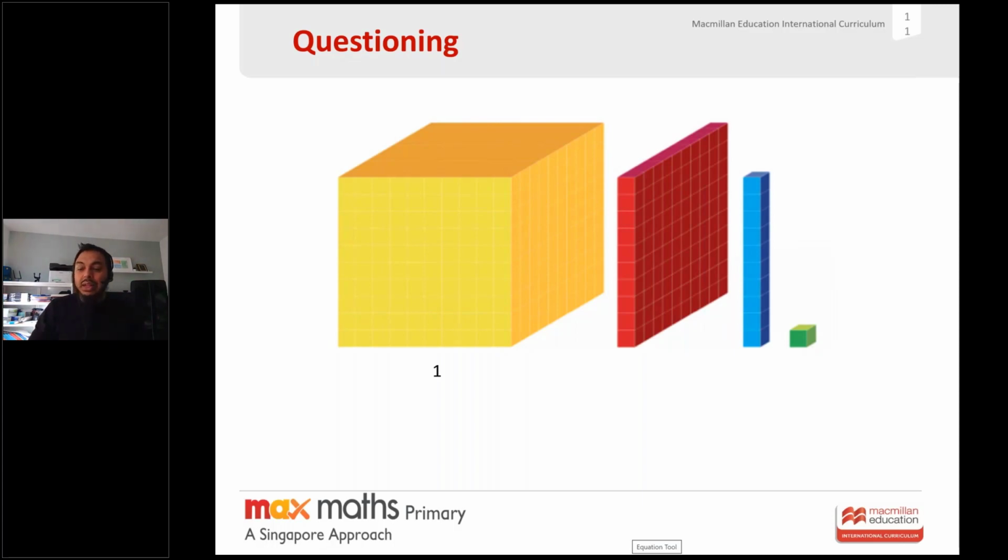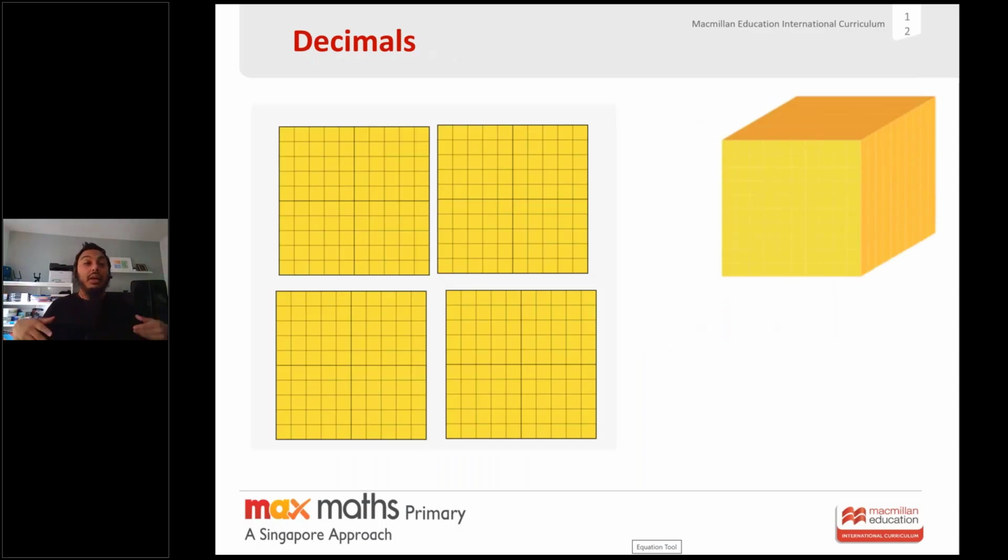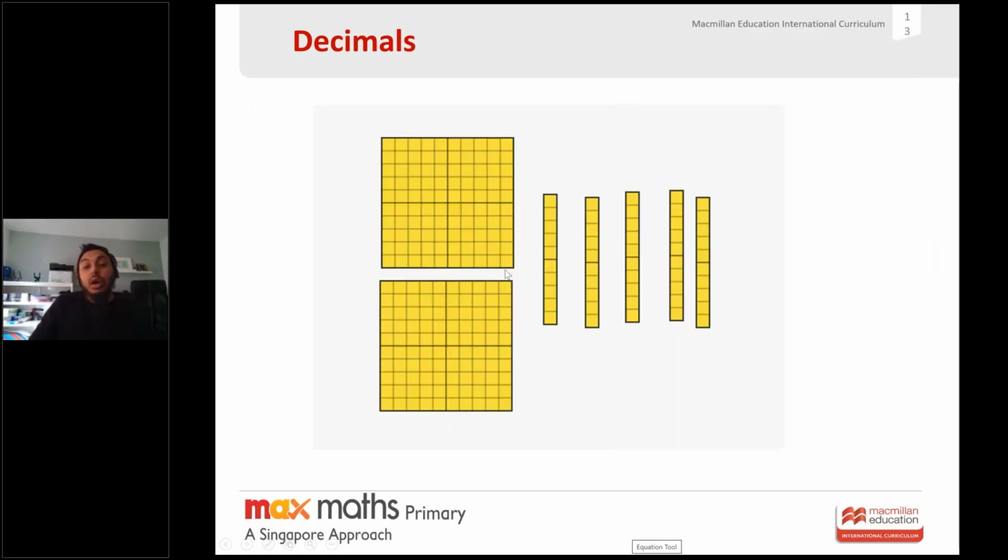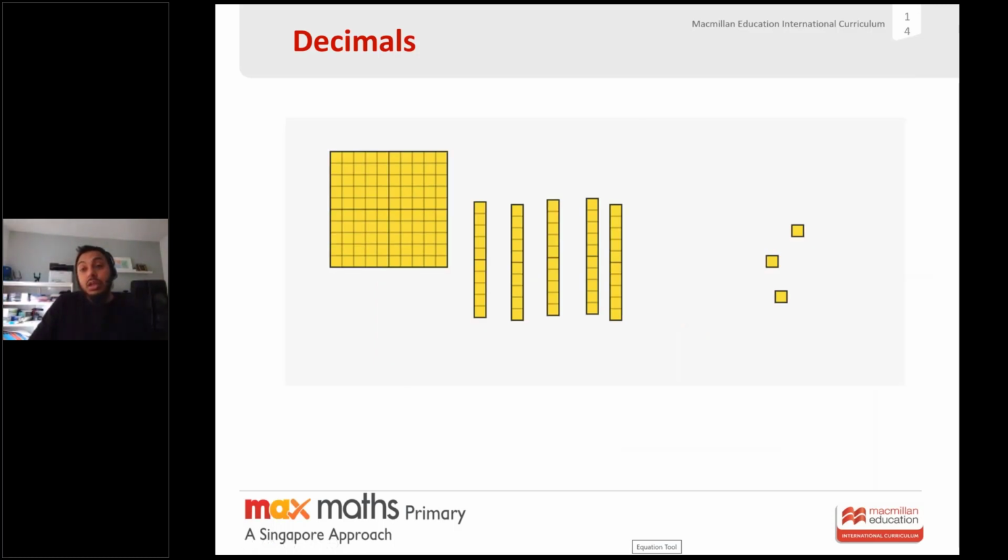Is that quite clear? And so when it comes to comparing numbers and understanding what these 4 flat packs would be, oh, I need 10 of these to make the block. That's my tenths. So that's 4 tenths, for example. And then you can ask your children different questions, looking at different images.